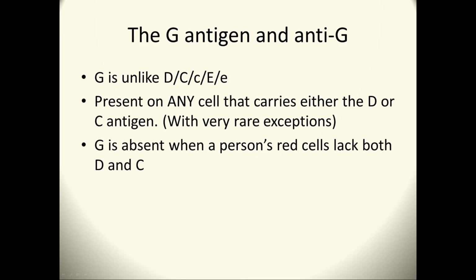The G antigen is a bit unlike the previously discussed antigens in that it is present on any cell, or virtually any cell, that carries either the D or the big C antigen, with rare exceptions. The G antigen is a separate antigen. So note, it's not a combination of D and big C, and that is a common misconception.